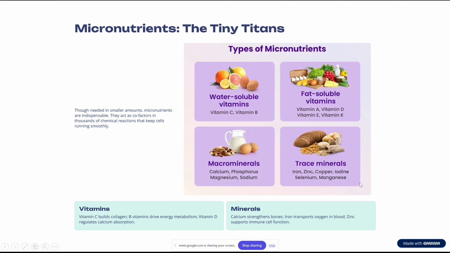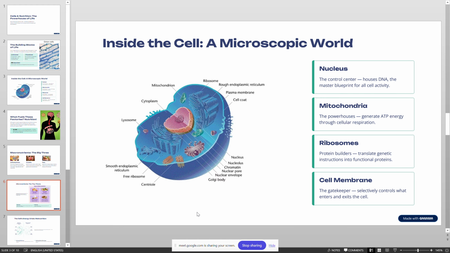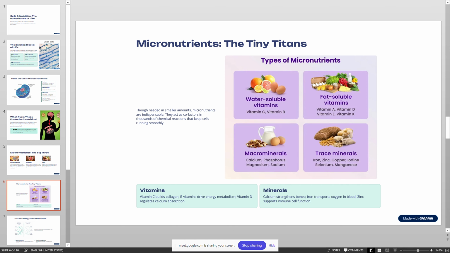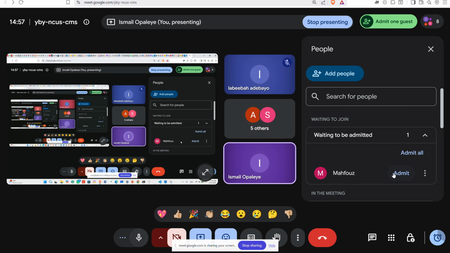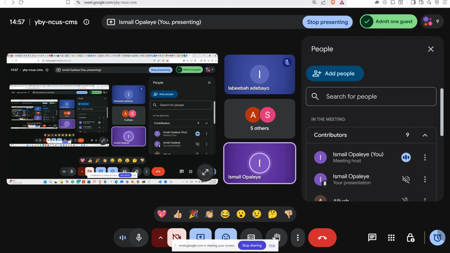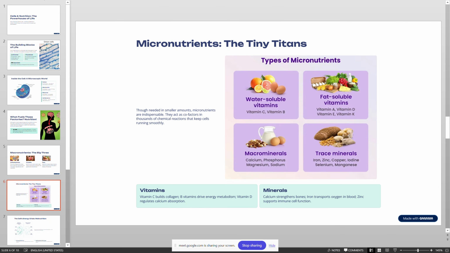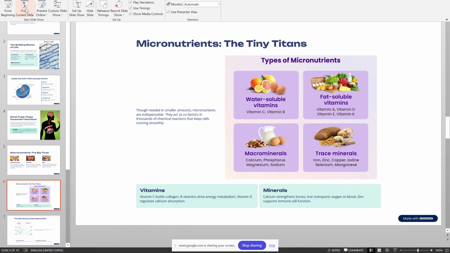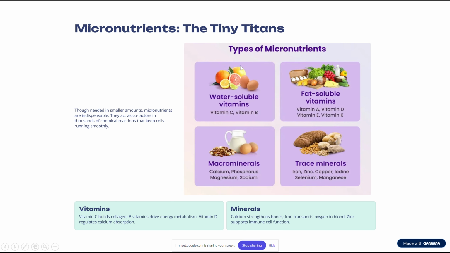Anyways, so micronutrients here, which are the tiny titans. You have types of micronutrients in this image here. Someone is trying to join, let me see. Let me try to. Okay. So the micronutrients here.